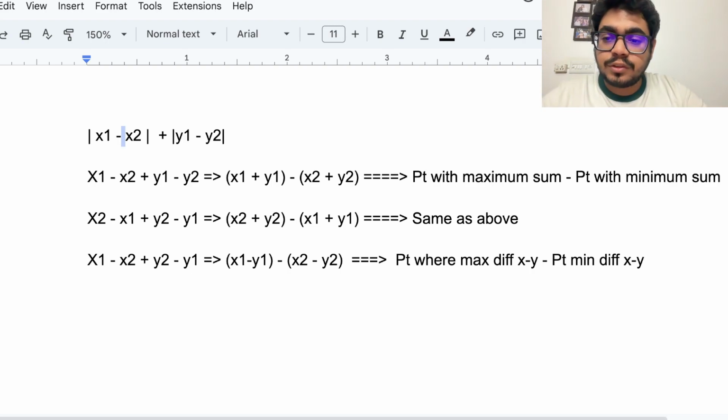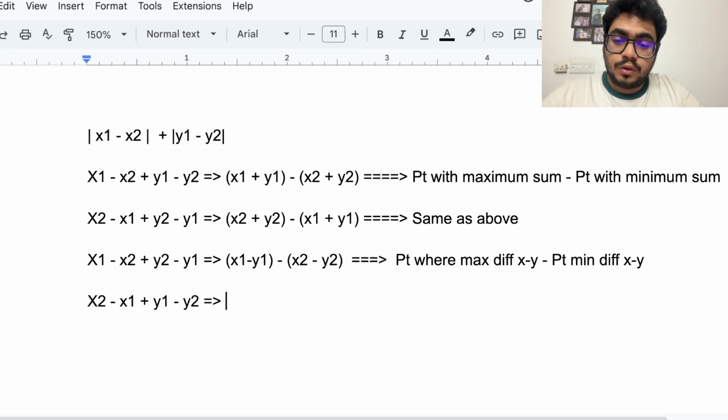Last also, when x2 is greater than x1, so I'll get x2 minus x1 plus here y1 is greater than y2. So I've opened the fourth possibility. So here again, if you see, I'll get x2 minus y2 minus x1 minus y1.